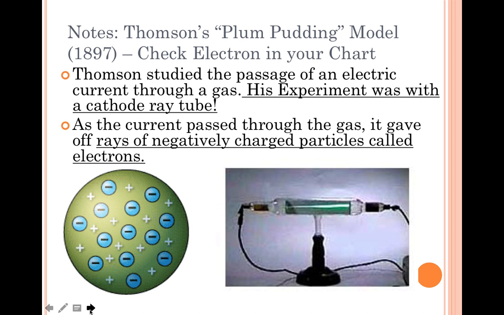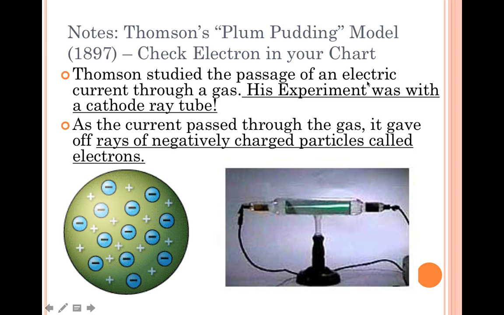Okay, so when do we actually start to see parts of the atom? Well, that didn't happen until 1897 with Thompson's plum pudding model. You can check electron in your chart, but there are two things, and they're underlined here, that you need to make sure that you remember about his experiment and his model.